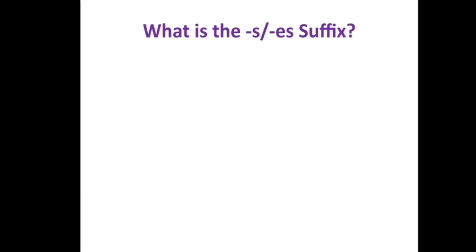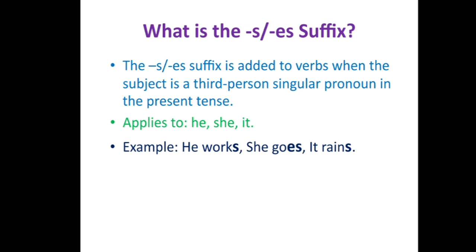What is the s or es suffix? Now let's talk about the s or es suffix. This suffix is added to verbs when the subject is a third-person singular pronoun, he, she, it, in the present tense. Example, he works, work plus s. She goes, go plus es. It rains a lot in spring.